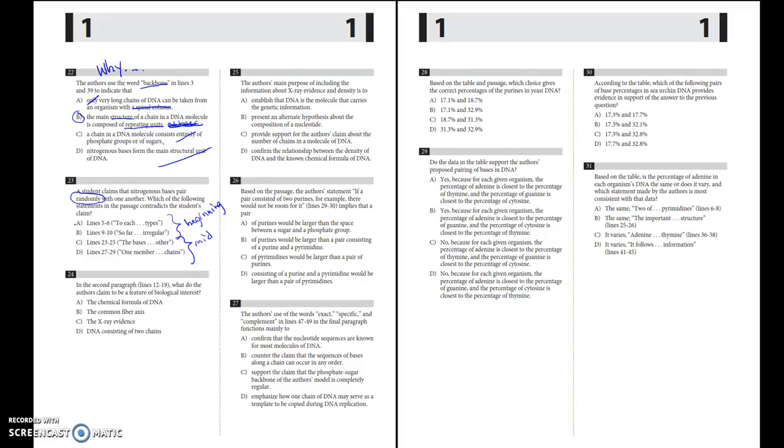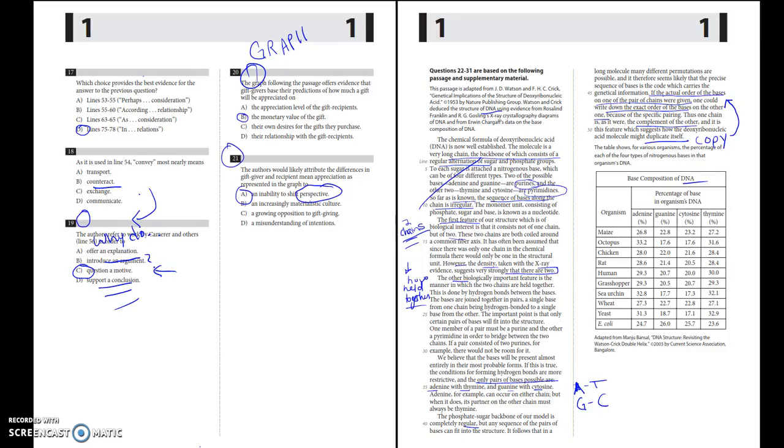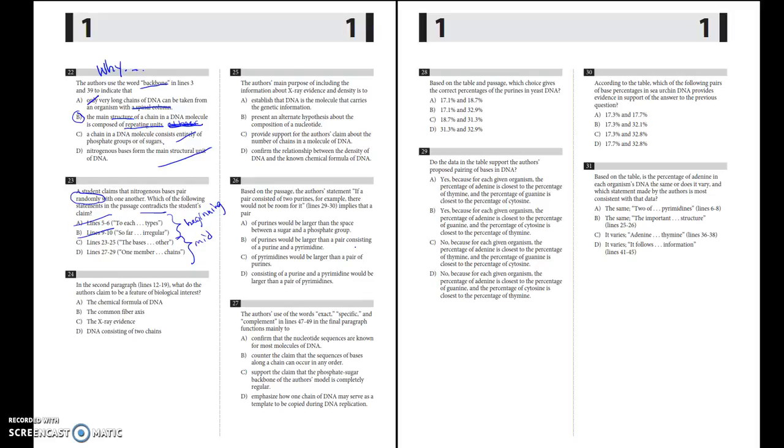We know that A and B are wrong because in the beginning, it's not contradicting that random thing. It's actually affirming it. So where does it say it's not random, but it's very much shown? We have only certain pairs. One member of a pair must be a purine and the other a pyrimidine. So there you go, somewhere in that area. Lines 27 through 29 is where they say, absolutely, there must be a certain structure to this. So D for number 23 makes the most sense.